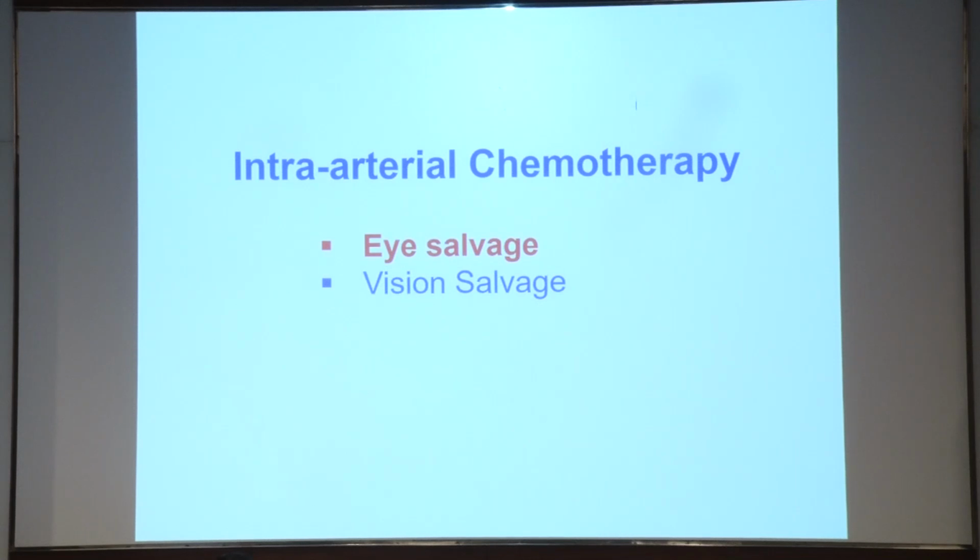So that is the first challenge. In a country like India and less developed countries where we see advanced disease, where there is a high clinical risk of systemic micrometastasis, intra-arterial chemotherapy is probably not a good choice. Systemic intravenous chemotherapy helps in dealing with systemic micrometastasis, whereas this is very focal to the eye, and to a certain extent, vision salvage. So that is the first challenge.